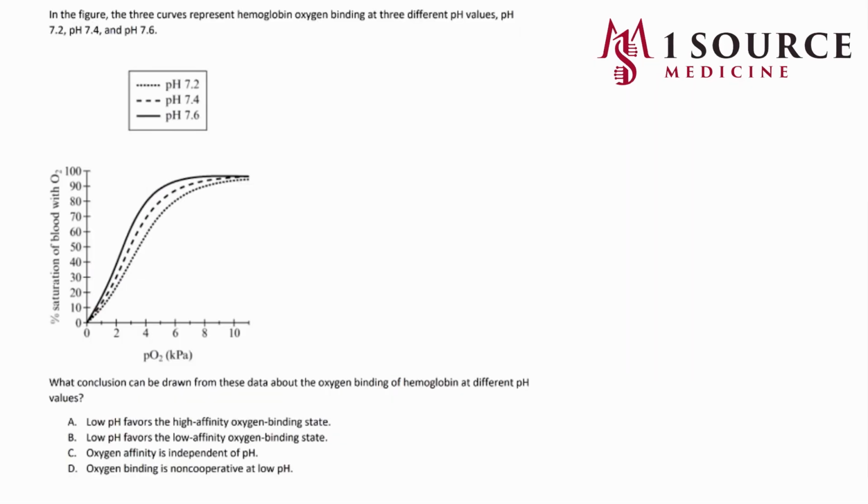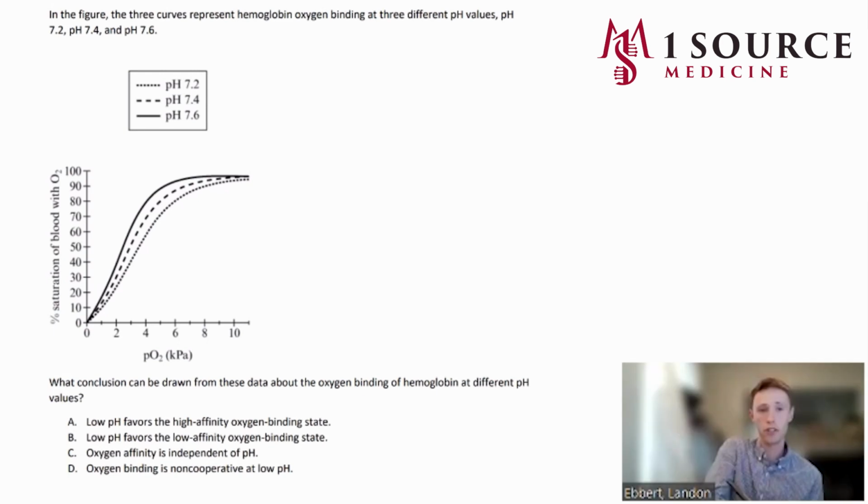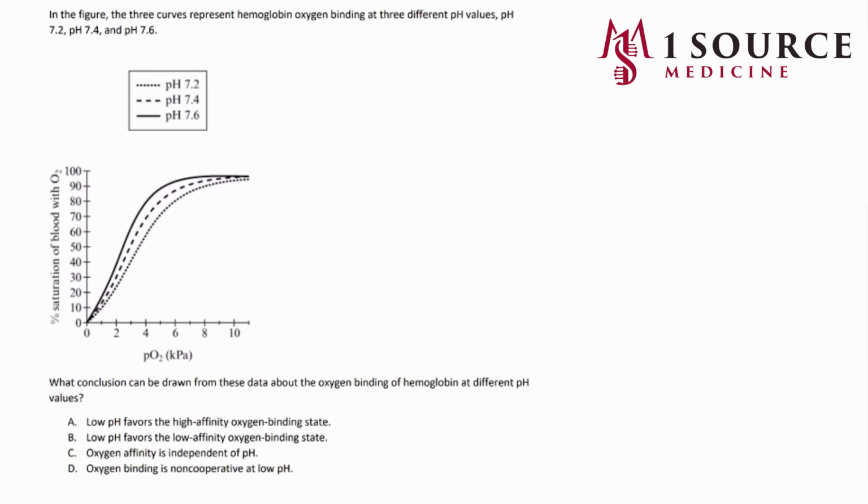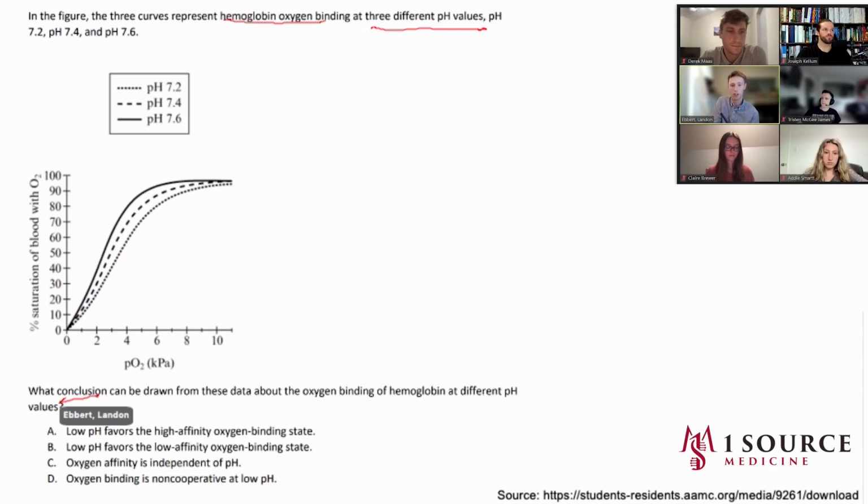And with that, we'll just do a practice question together. So I'll read it. It says, in the figure, the three curves represent hemoglobin oxygen binding at three different pH values: pHs of 7.2, 7.4, and 7.6. What conclusion can be drawn from these data about the oxygen binding of hemoglobin at different pH values?